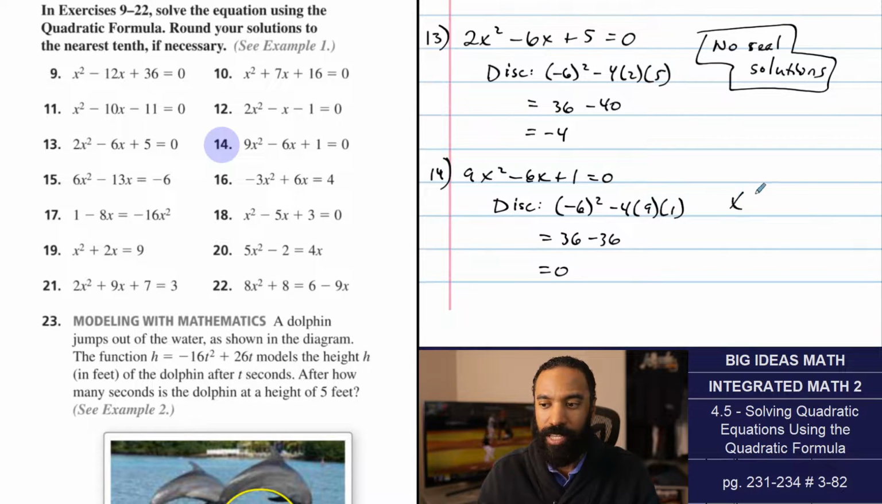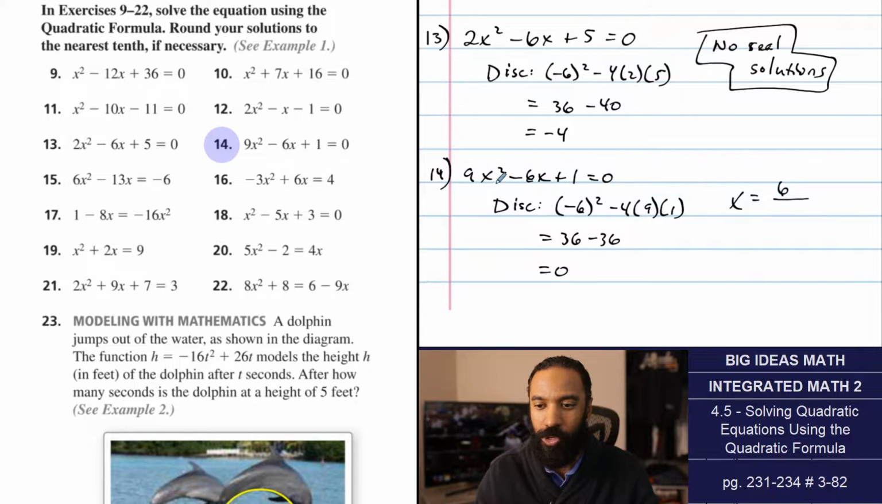You know what x is? Honestly, it's just negative b over 2a. Negative b, the opposite of negative 6, is 6, over 2a. 2 times 9 is 18.